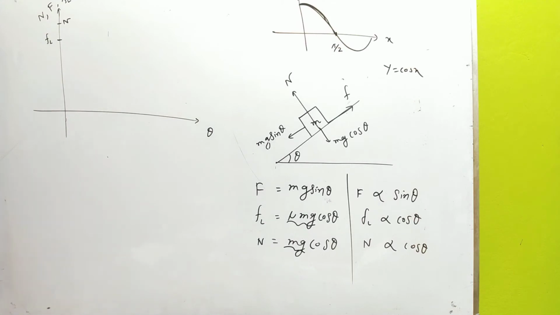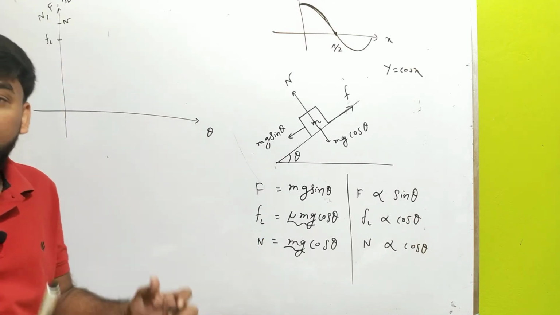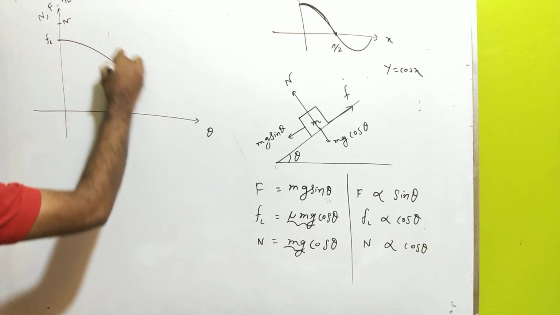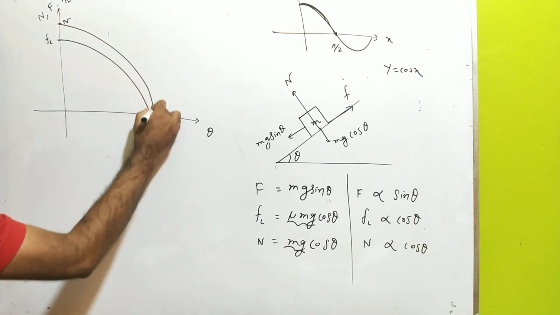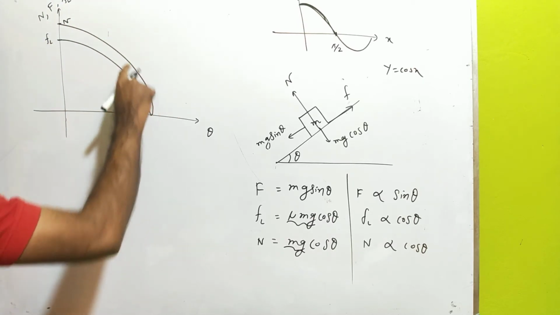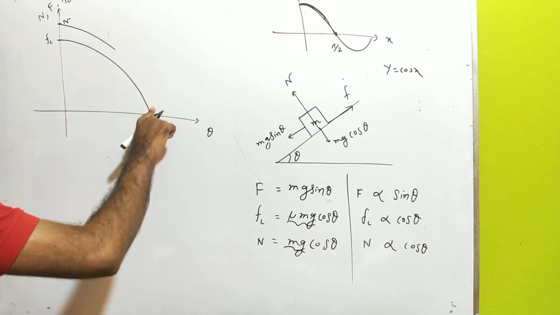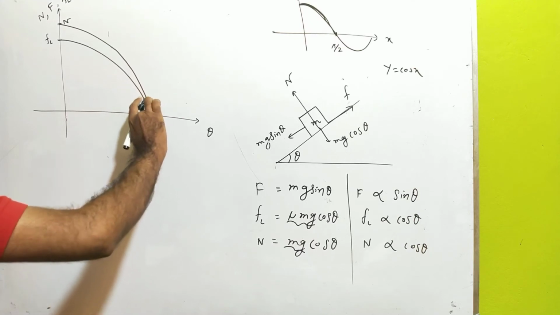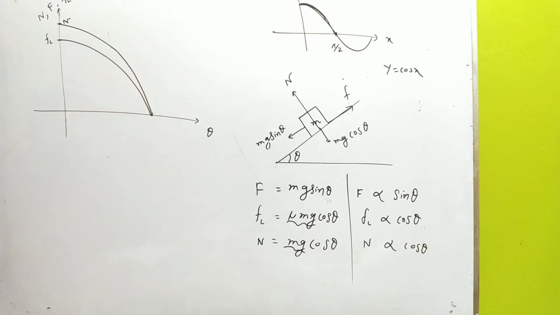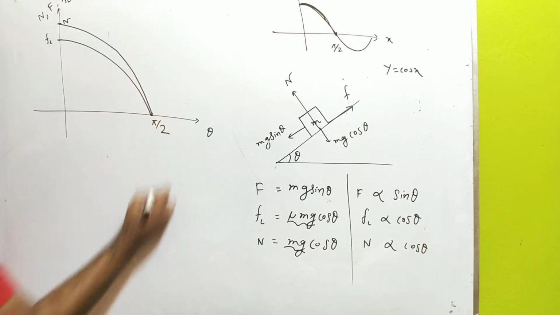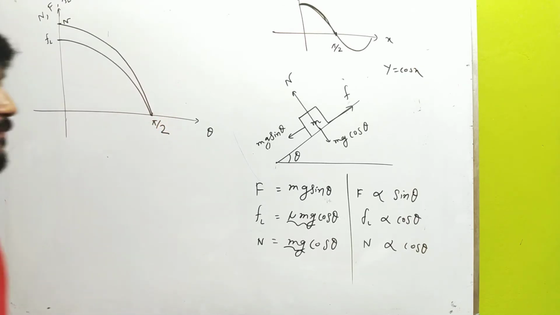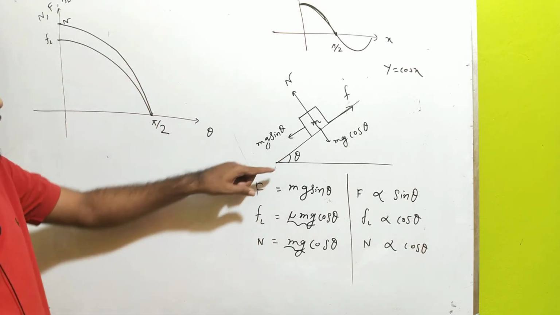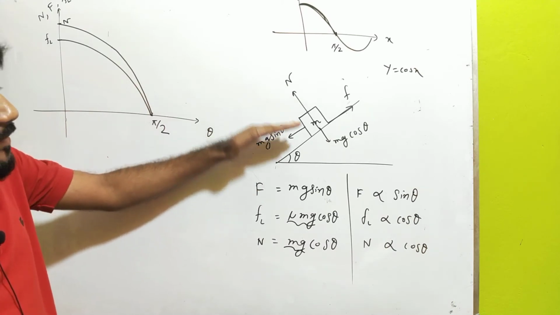So obviously FL and N will vary in the same fashion with cos theta, and they will vary like this. They have to meet at the same point, and that is nothing but pi by 2. Okay, and now if we increase theta, then what will happen? If we increase theta, then mg sin theta will increase.